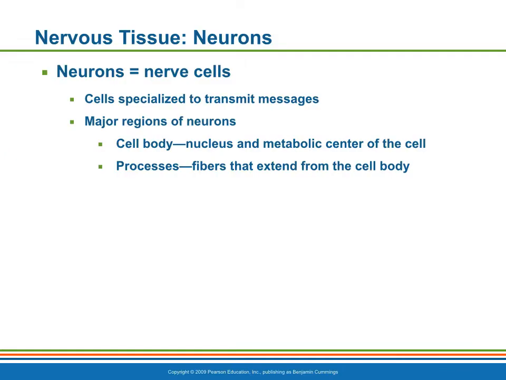Neurons, also called nerve cells, are highly specialized to transmit messages from one part of your body to another. Although neurons differ structurally from one another, they have many common features. All have a cell body, which contains the nucleus and is the metabolic center of the cell, and one or more slender processes extending from the cell body.